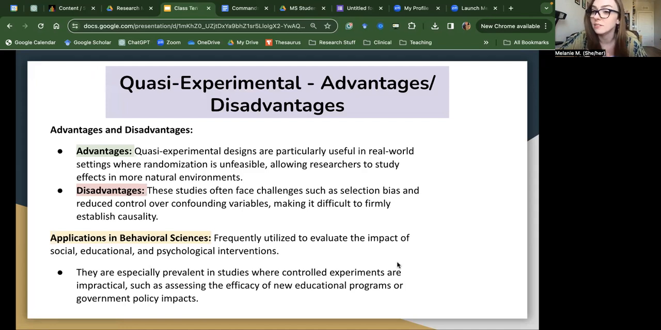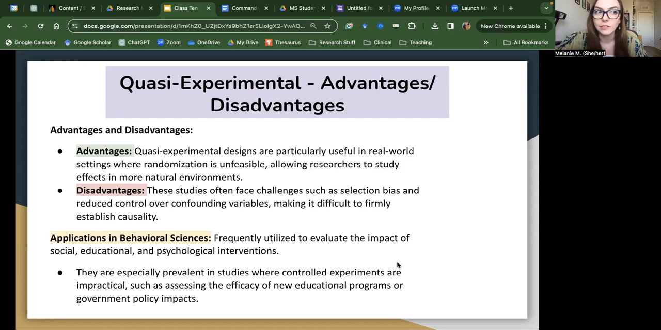Some of the advantages and disadvantages of this. Well, some of the advantages of quasi-experimental research designs is that they're really useful for real-world settings when you can't randomize things. It's just not possible. It's unfeasible. And so it lets researchers study more natural environments, which is really important in behavioral sciences. As you can imagine, it is not always ethical to change people's experiences, especially if it's something harmful.